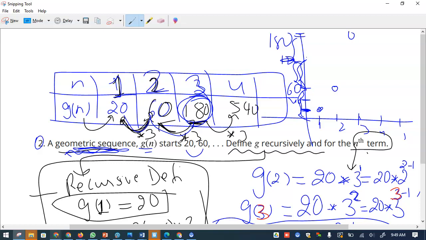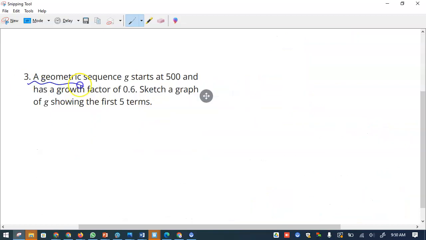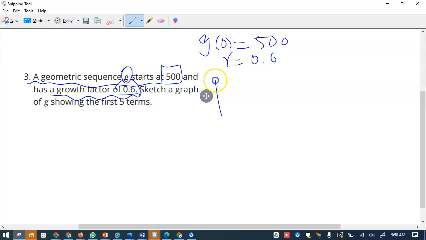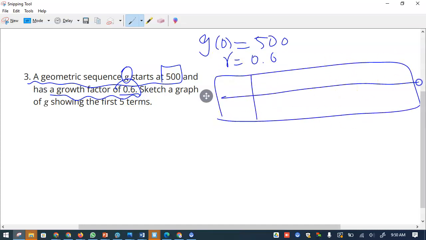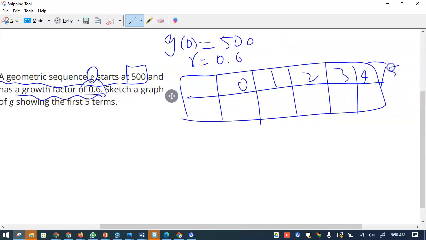Okay, so next, move to the next question. A geometric sequence is given, starts with 500, and then there's a growth factor. That means you're given the very first one. This is G. So G starts with 0. Let's see, G of 0 is 500, and then there is a growth factor r, which is 0.6. That means I can easily make a table out of this and say, okay, 0, 1, 2, 3, and 4, and you're supposed to write 5 terms there.